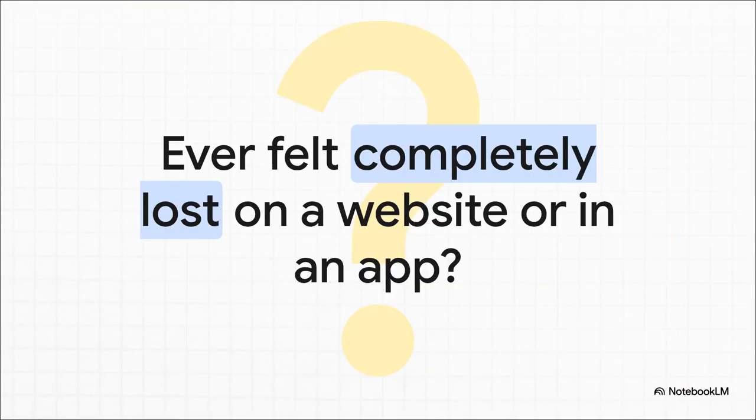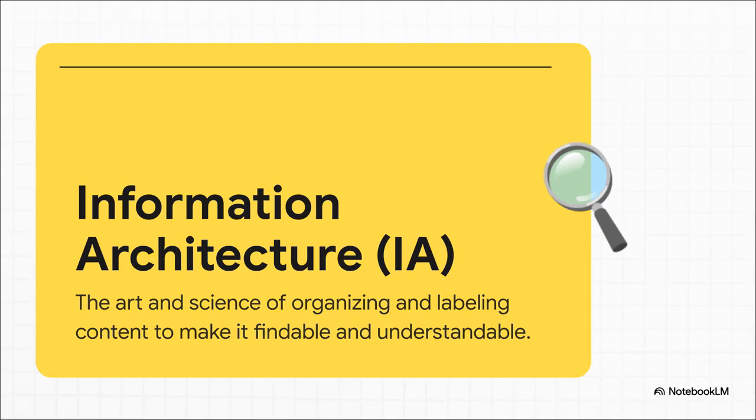You know that feeling, right? You're clicking around, you're totally confused, and you just can't find the one thing you're looking for. It's so frustrating, and it's almost always a sign of a much deeper problem. And that's where information architecture, or IA for short, comes into play. It's the deliberate, thoughtful solution to all that digital chaos.